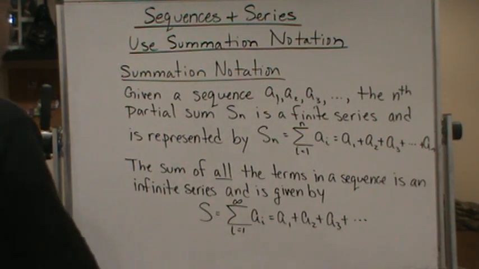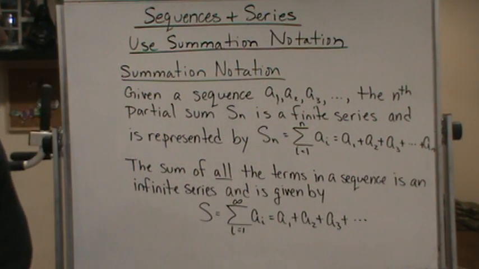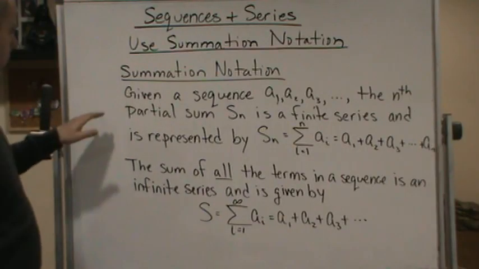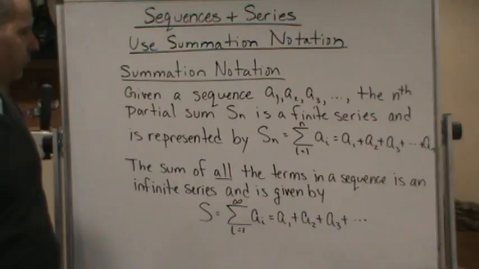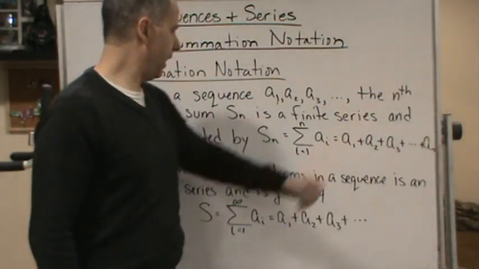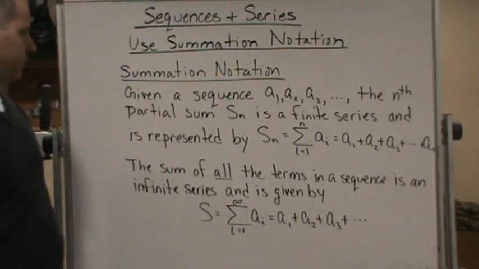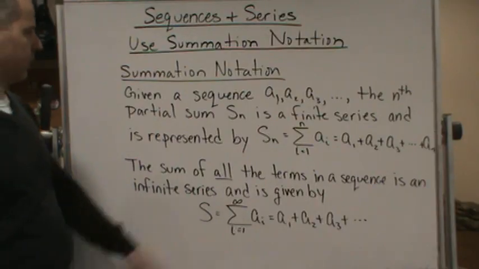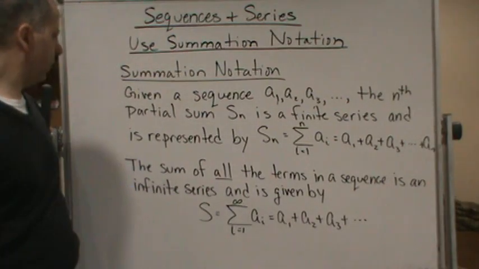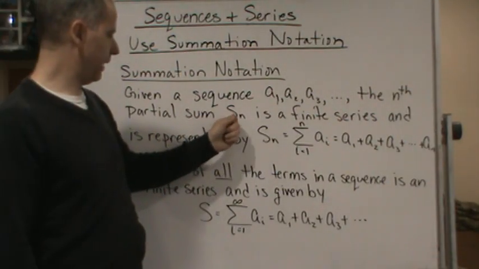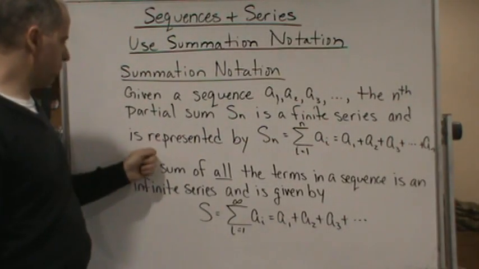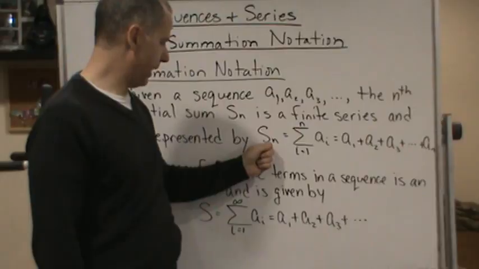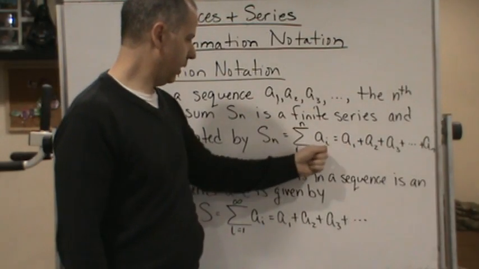Okay, now let's introduce the summation notation. In this case, we're given a sequence A1, A2, A3, and so on. The nth partial sum, assume this is an infinite sequence. The nth partial sum, S sub n, is a finite series and is represented by S sub n equal to the summation of A sub i.